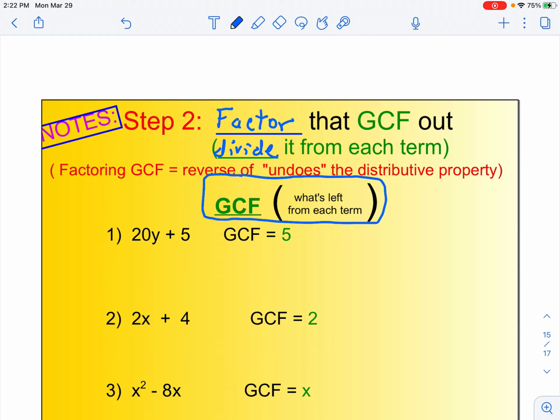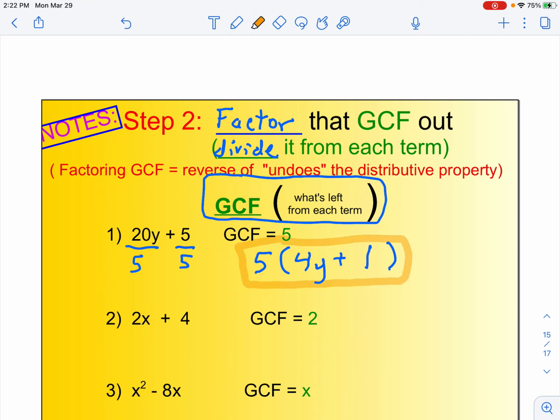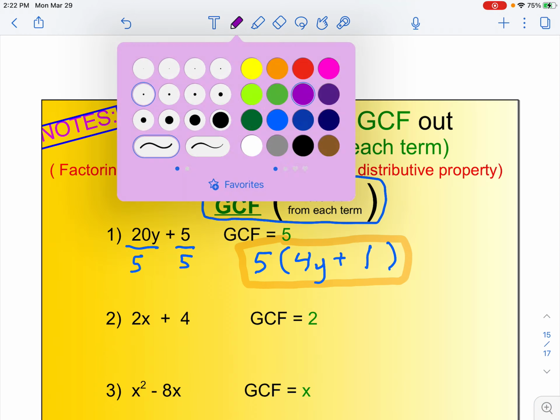So we already found the greatest common factor of those two numbers, and that was 5. So we put the greatest common factor out, and then what goes inside is what happens when we divide each of those by 5. Well, 20 divided by 5 is 4. So we'd have 4y. 5 divided by 5 is 1. We still need that placeholder in there, and that is our answer. That is factored. That's our answer.